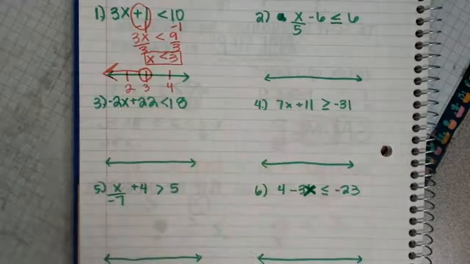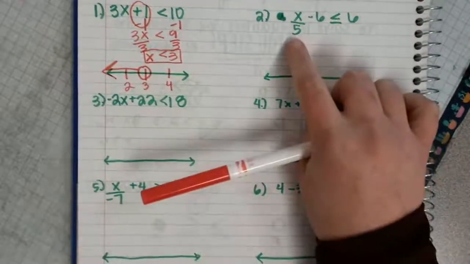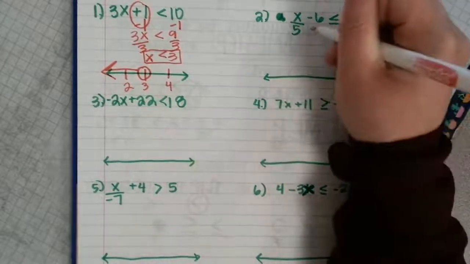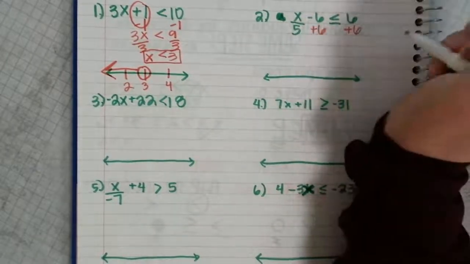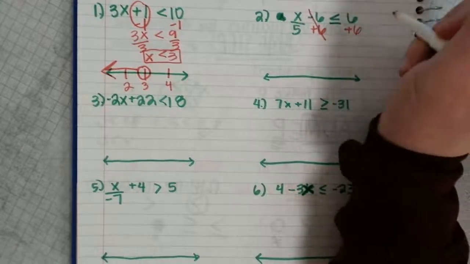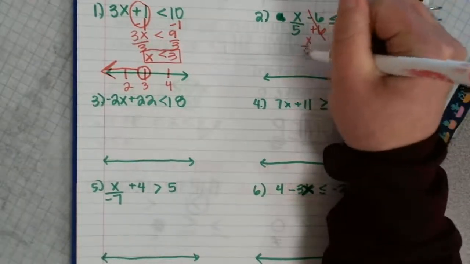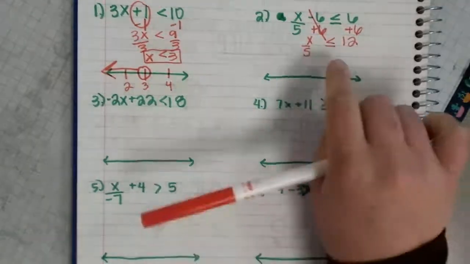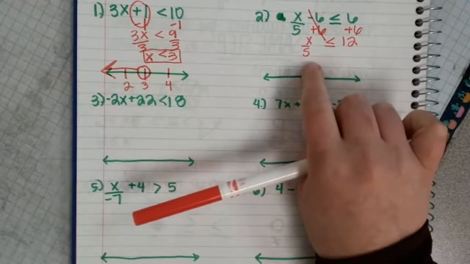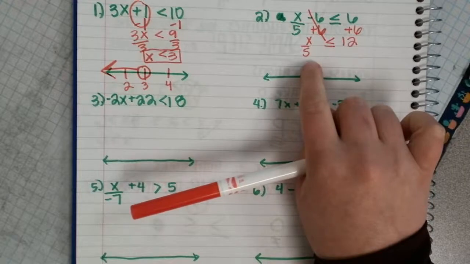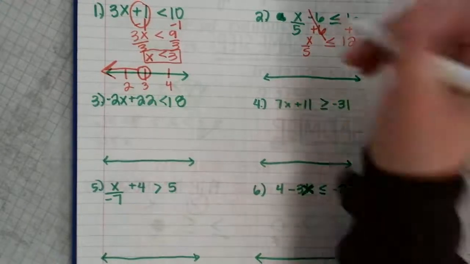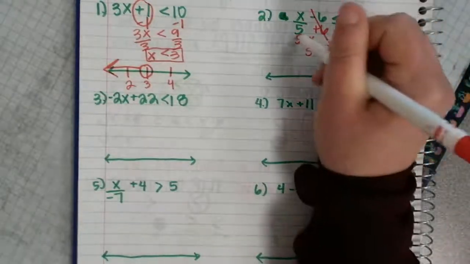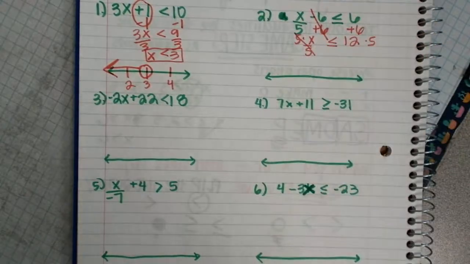In problem number 2, I can't get rid of this divide by 5 first. I have to get rid of this subtract 6. So I'm going to add 6 to both sides. This eliminates it because it makes 0. So x over 5 is less than or equal to 12. In this situation, I have x being divided by 5, so I'm going to have to undo this by making 1. So I'm going to multiply by 5 on both sides. This gets rid of my 5.